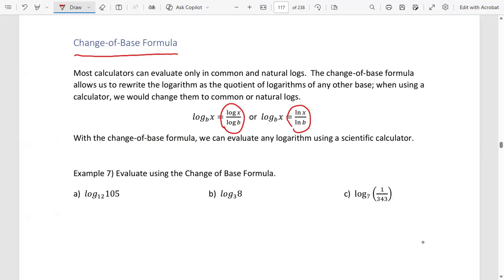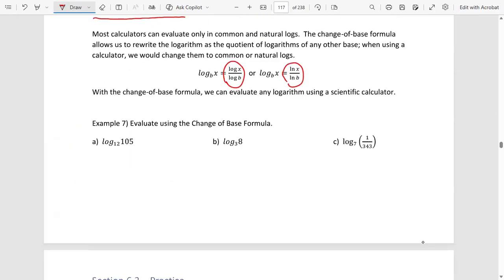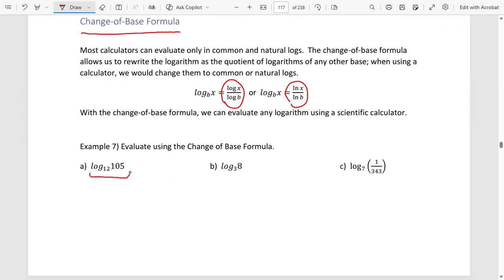For example, I want to find the answer for this one, the log of 105 base 12. I want to use the calculator, but I have no idea, because my calculator only calculates base 10, but the base of this log is 12. So I'm going to use the change of base formula, and I will put log of 105 with base 10 and log of 12 with base 10. And you can skip writing 10, because every time we have a common log with base 10, you don't need to write the base. And then type this in the calculator.